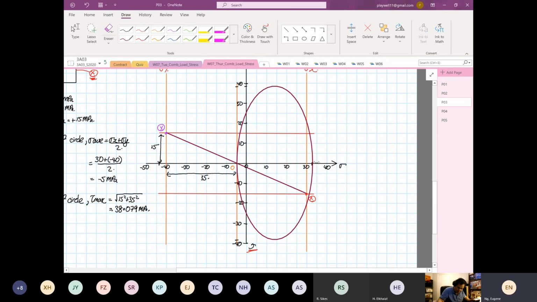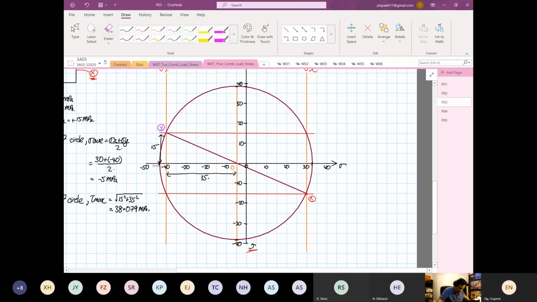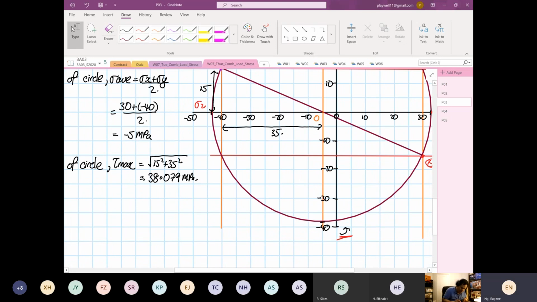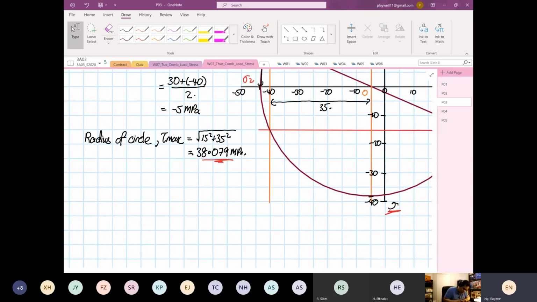Left and right. Okay, so over here, we can identify that this is our stress 1 and this is our stress 2. Yeah, and we found our maximum stress, right? 38 point. So next we calculate our stress 1 and stress 2.